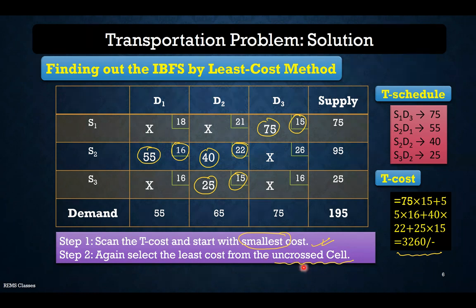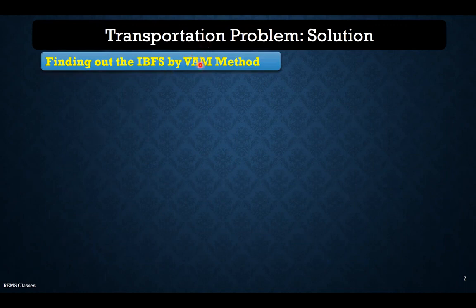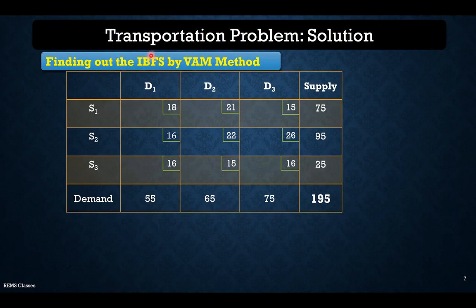Next we will talk about Vogel's approximation method. The next technique is the Vogel's approximation method, the VAM method, for finding the initial basic feasible solution. In this case, we will also make use of the same problem. We will take the same problem and find its initial basic feasible solution by making use of Vogel's approximation method.